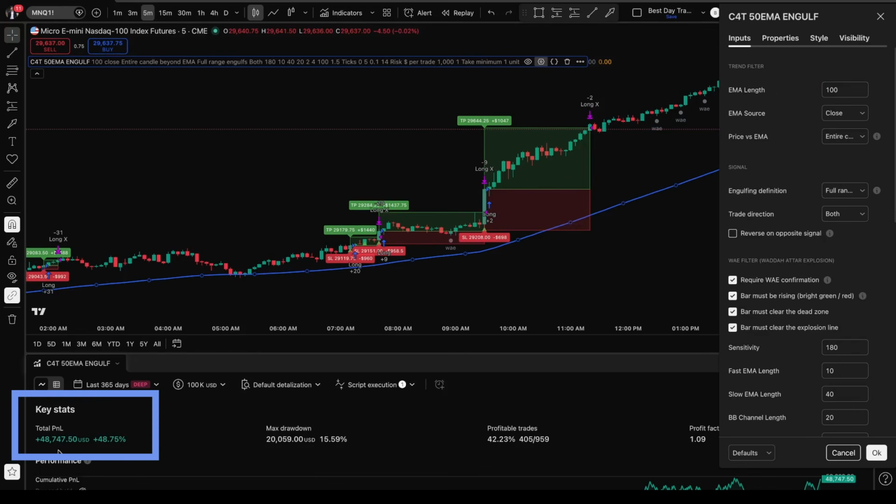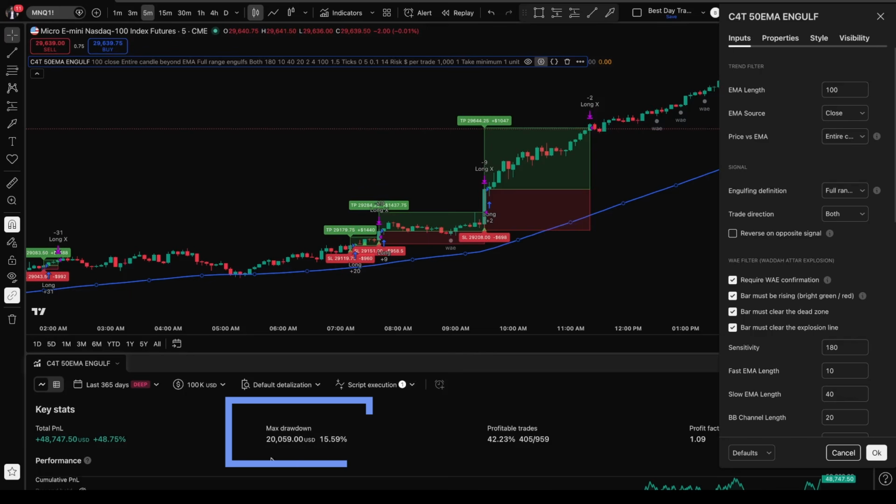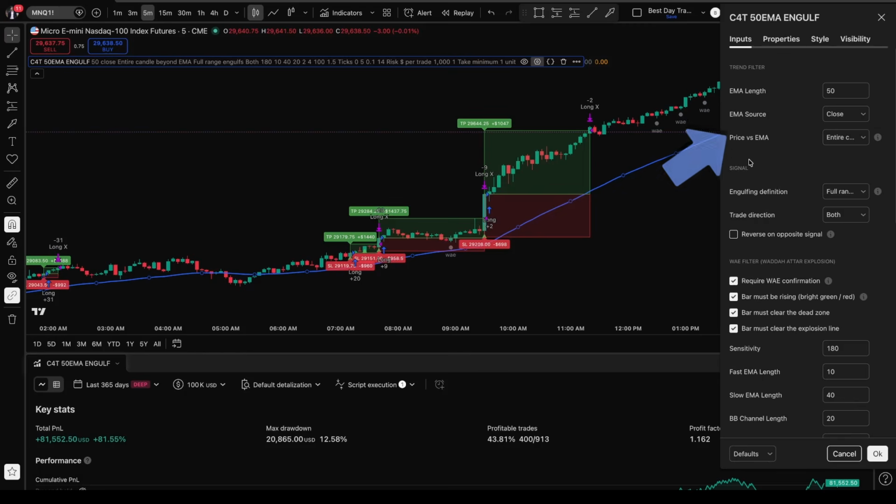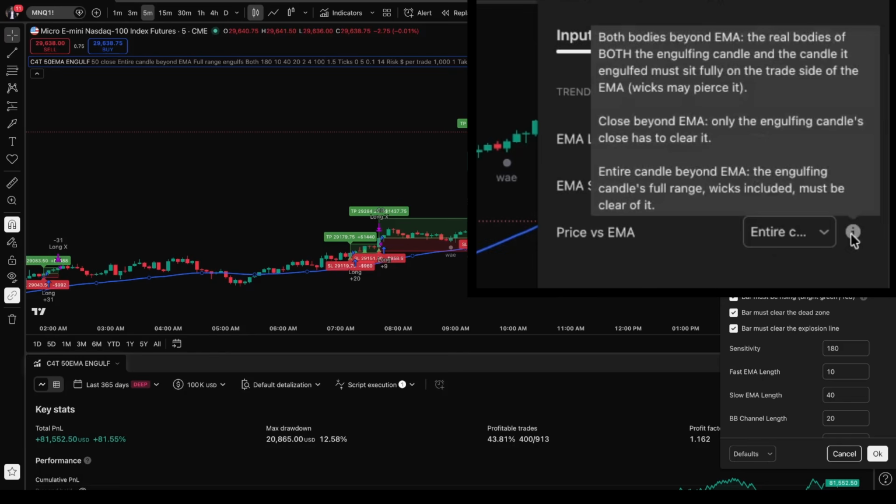As you can see, the P&L does drop, but it still performs decently well with the max drawdown of 20,000. Profit factor does go down a little bit, but this is why I like to use the 50 instead. I added this section right here, the price versus EMA. Here's a little breakdown of it. Pretty much what it does is define how we want the engulfing candle to be considered with the trend itself.